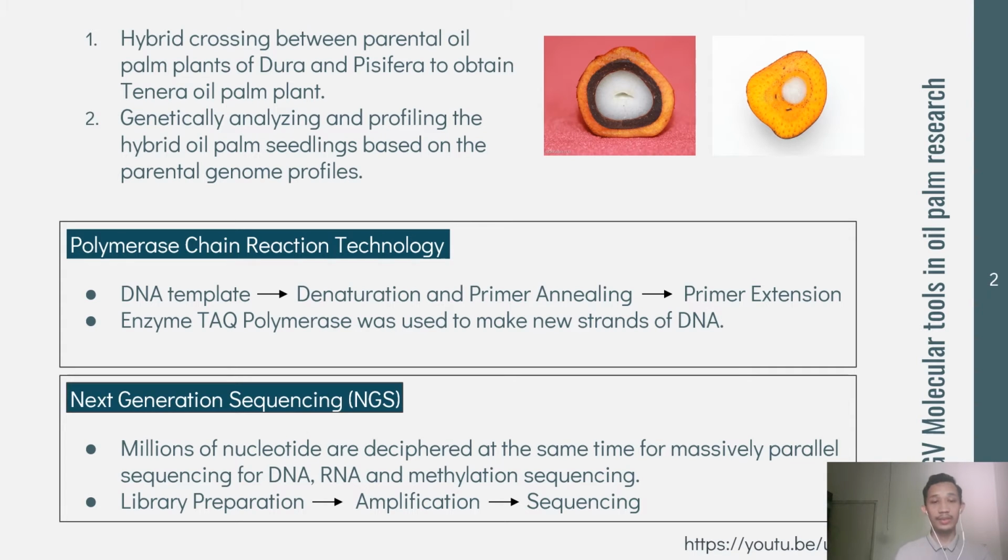Another method used is next generation sequencing, which is a technique in which millions of nucleotides are deciphered at the same time for massively parallel sequencing for DNA, RNA, and methylation sequencing. This methodology consists of 3 steps. One, library preparation, where DNA libraries are created using random DNA fragments followed by ligation via custom linkers. Number 2, amplification, where the libraries are amplified. And number 3, sequencing, where DNA is finally sequenced.